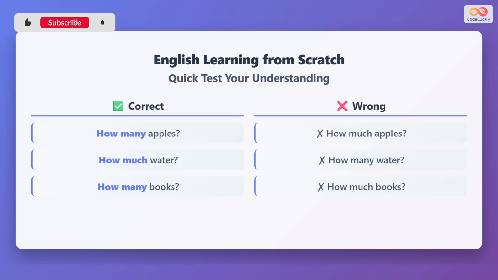Let us test what you learned. Correct questions are how many apples, how much water, how many books. Wrong questions are how much apples, how many water, how much books. Always match how many with countable nouns and how much with uncountable nouns.